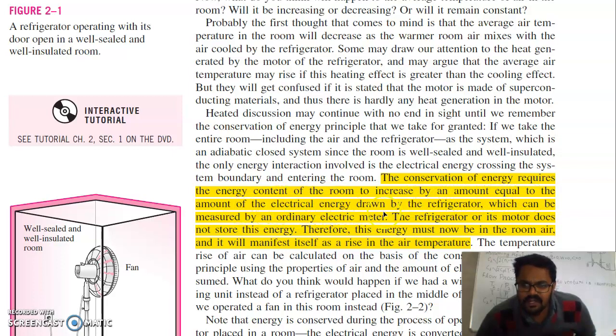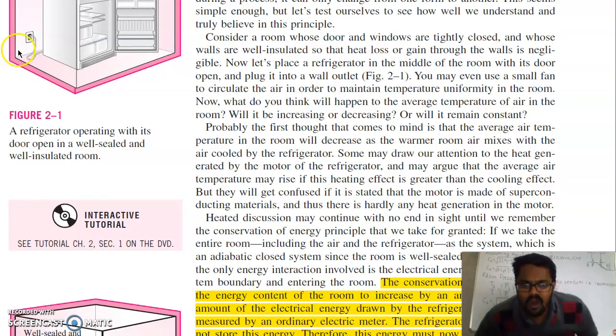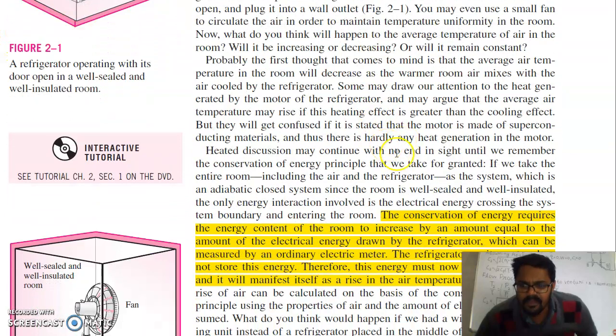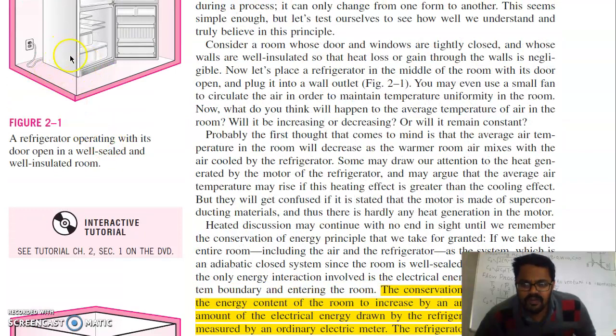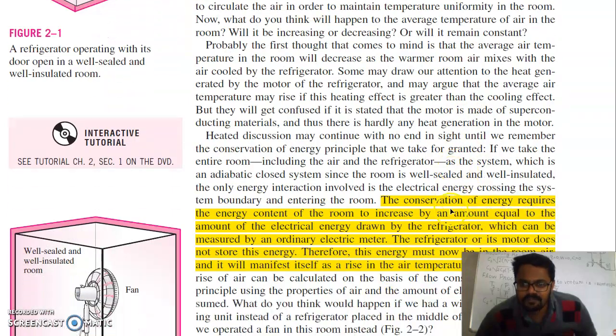of electrical energy drawn by the refrigerator, because the room is fully adiabatic except electrical energy is coming into the room through this wire, which can be measured by an ordinary electric meter also. So the refrigerator or its motor does not store this energy, therefore this energy must now be in the room. Because the motor will do work, whatever electrical energy comes into the motor, it has done work on the refrigerator, so that means the energy now is in the room, not as electrical energy but in the form of heat.